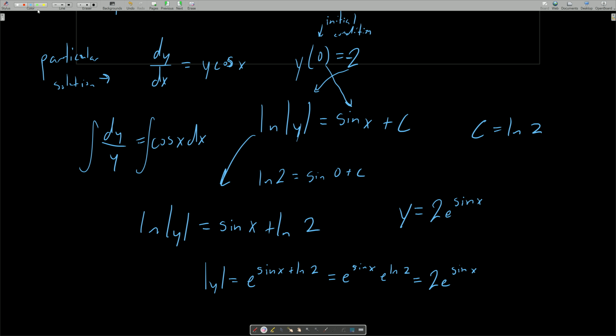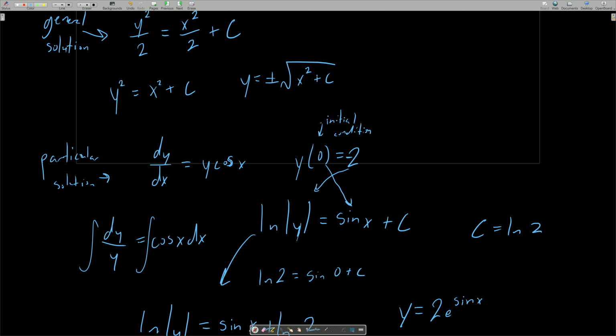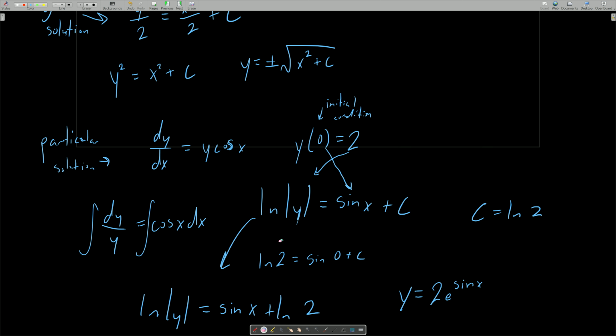It's the same situation for square roots. Like if you had y squared equals x squared something, kind of like we had up here, this initial condition would help us determine whether our sign here would be a plus or a minus.